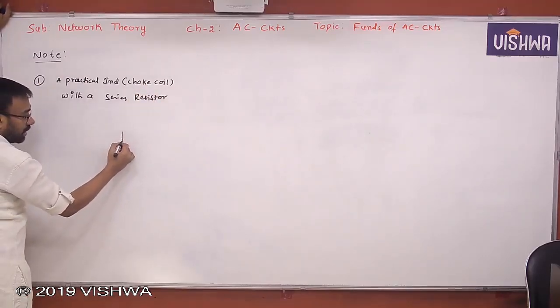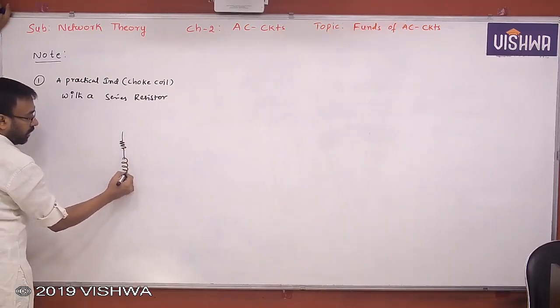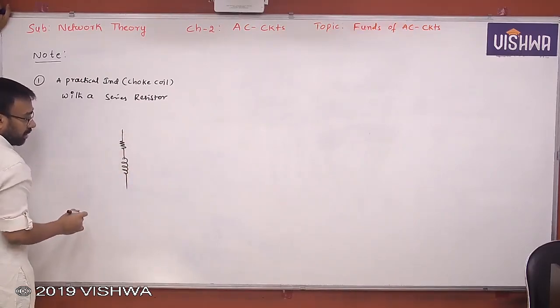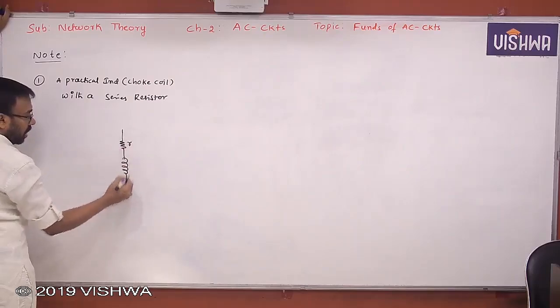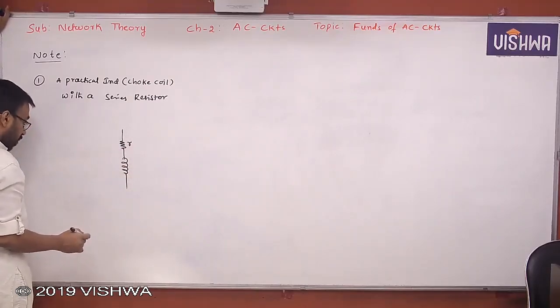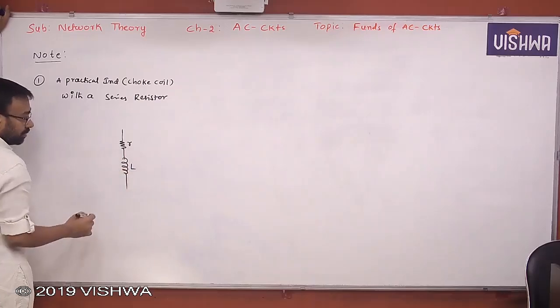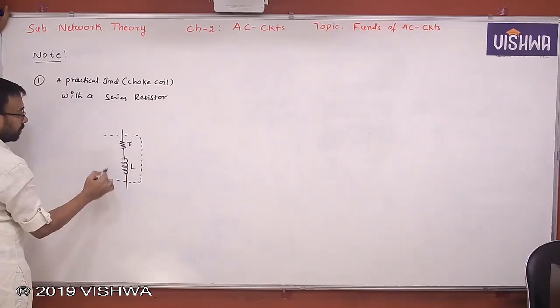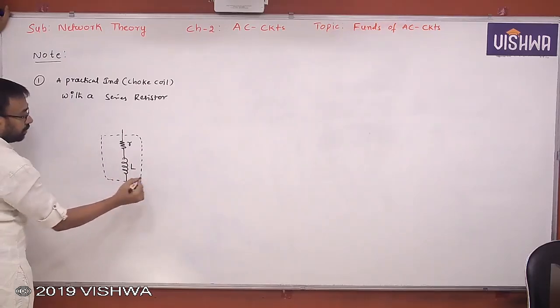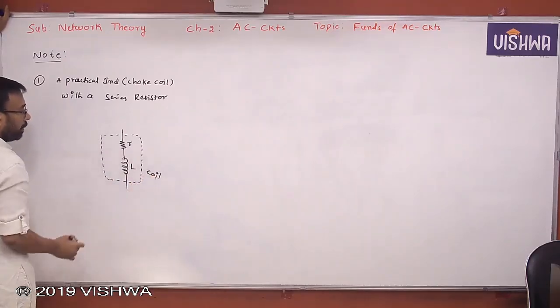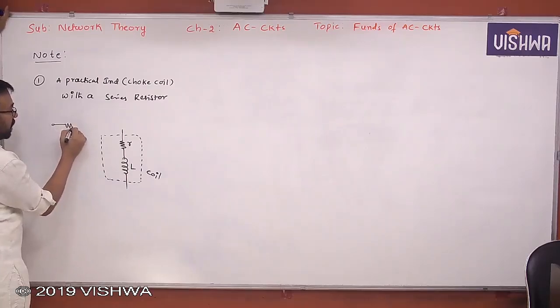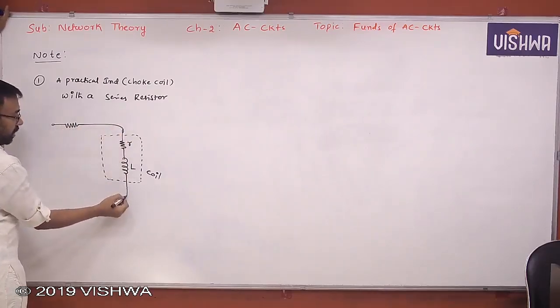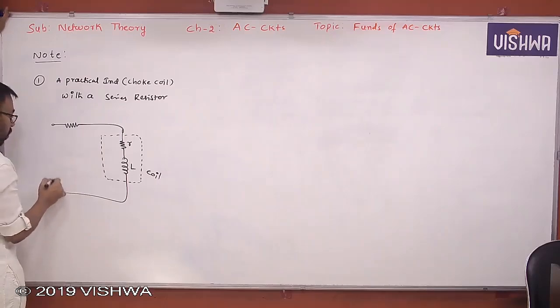So how does it look? The choke coil is something like this. You know very well, the choke coil will offer a small resistance r, a very, very small value. This is L. Understand? This is called a coil, the choke coil. Now it is in series with a resistor, and this whole circuit is excited by a voltage source, like this.